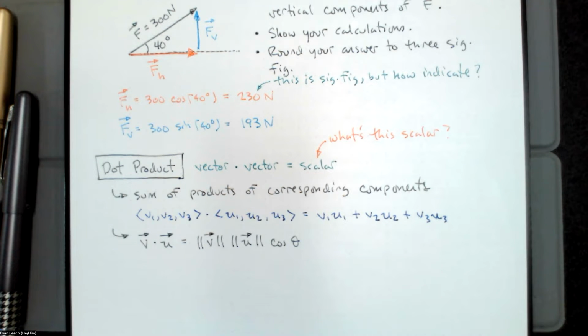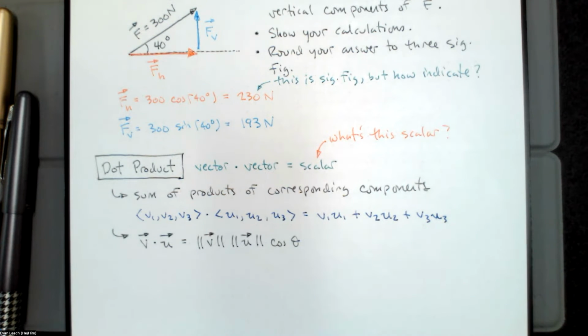So the other way to calculate the dot product is to say that V dot U is the magnitude of V times the magnitude of U times the cosine of the angle between them. Notice that the magnitudes of the vectors are both scalars. Cosine of theta is a scalar, so we end up with a scalar product, like we're supposed to. Vector dot vector equals scalar.